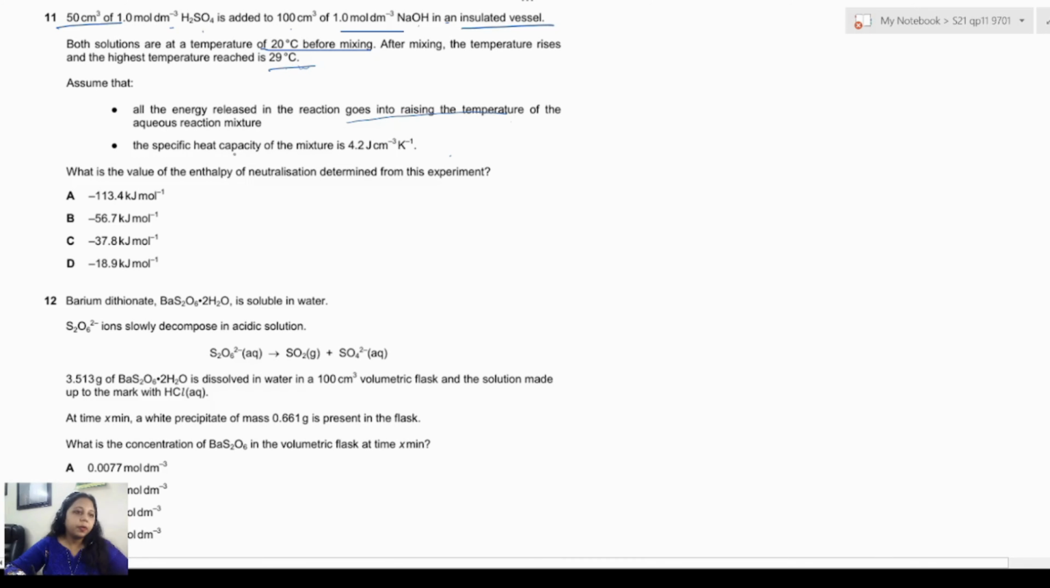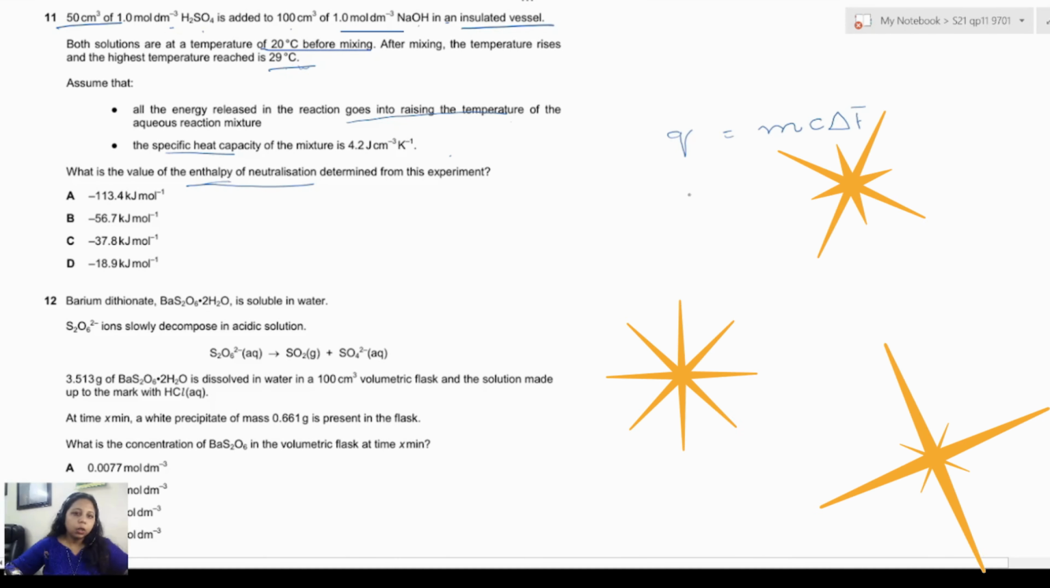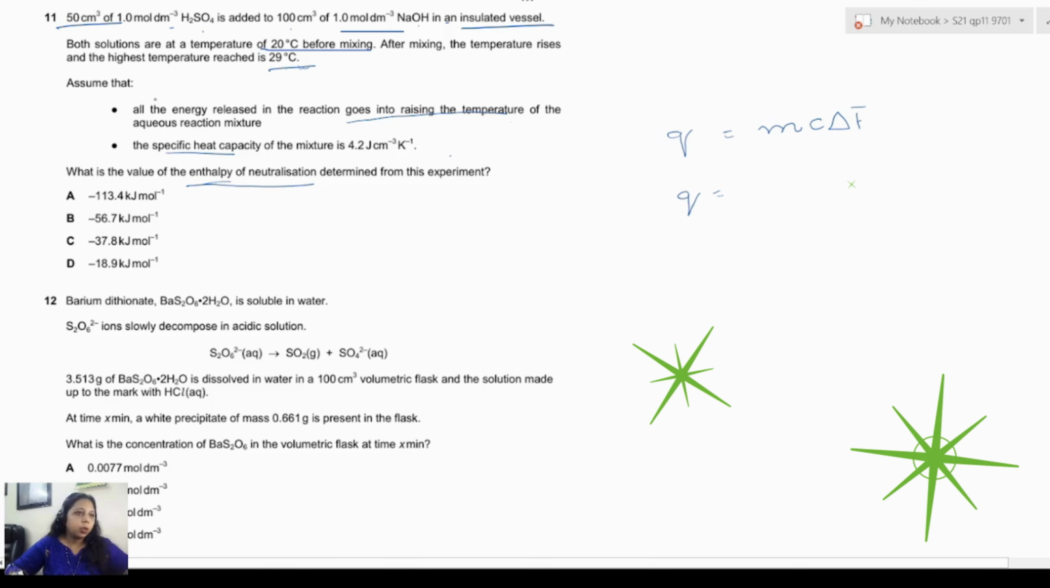Assume that all the energy released in the reaction goes into raising the temperature. Number two, the specific heat is given. So, what is the value of enthalpy of neutralization? Simple, you have to use the formula for enthalpy change, that Q or delta H is equal to m, then the specific heat capacity, and then the change in temperature. So, let's find what is m. The value of m, what is the mass or the volume? Here we are using volume.